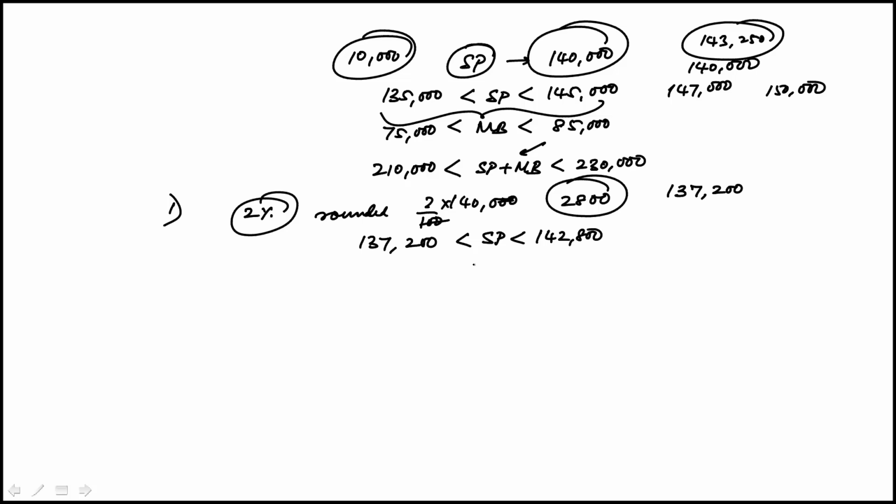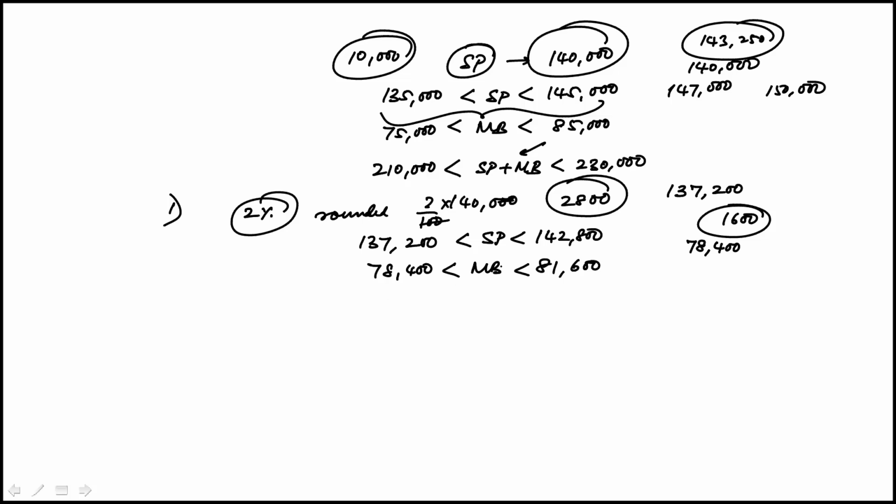And then we can do the same thing for Maple Beach. 2% of 80,000 would be 1,600. So it's between 81,600, and then subtracting 1,600 from 80,000, that would be 78,400.